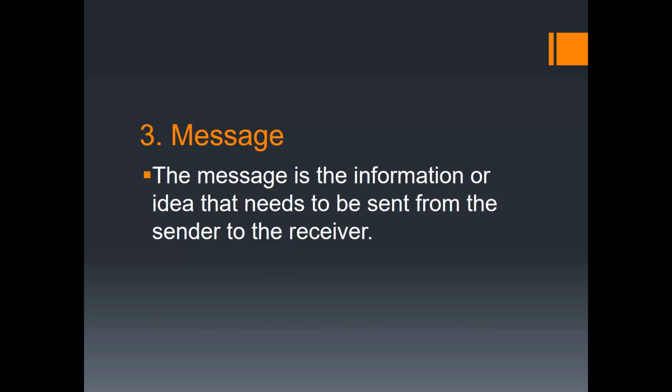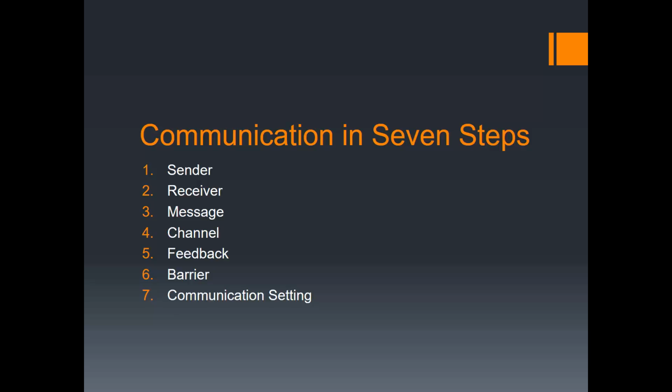So those are the 7 steps of the communication process. We have the sender, which is the one communicating. We have the receiver, which is the individual or individuals or organization that will receive the communication from the sender. We have the message that's being communicated, and then the channel by which the message is being communicated. We have the feedback that the receiver gives to the sender. We have barriers to communication, which can be internal or external. And then we have the communication setting, which we also need to consider to make sure that there are no hindrances to our communication getting across.